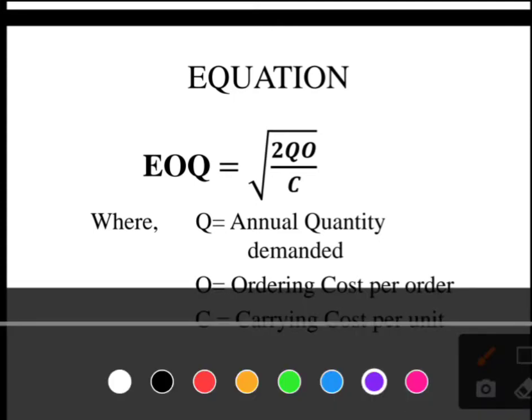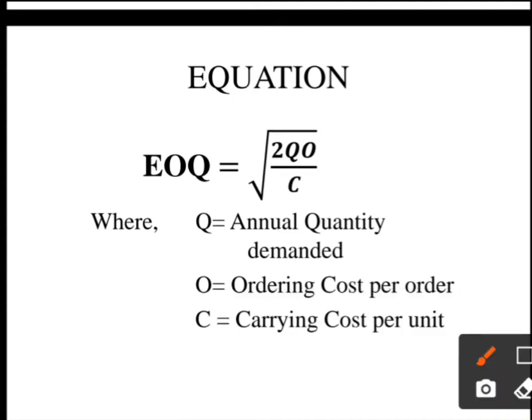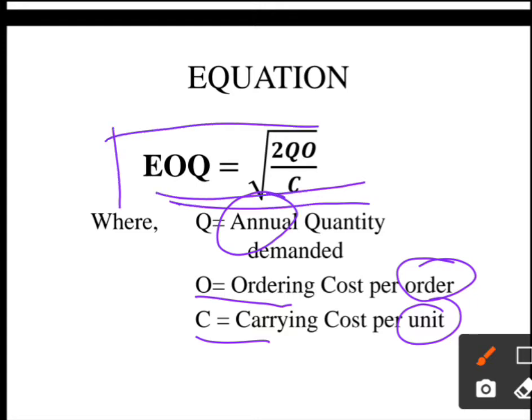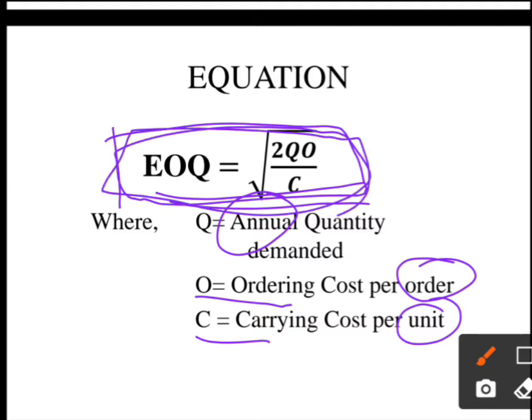What we have to remember here is that ordering cost is per order and the carrying cost is per unit, and Q is annual demand. So this is the equation for EOQ, which has to be remembered. This is a very important equation. EOQ is equal to the square root of 2QO by C. Q is the annual quantity demand, O is the ordering cost per order, and C is the carrying cost per unit. This you have to remember.